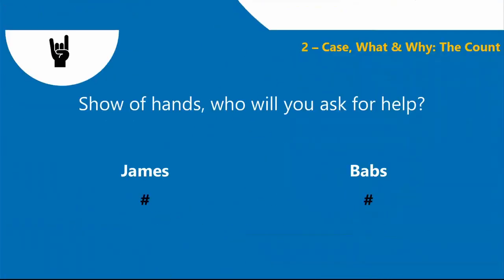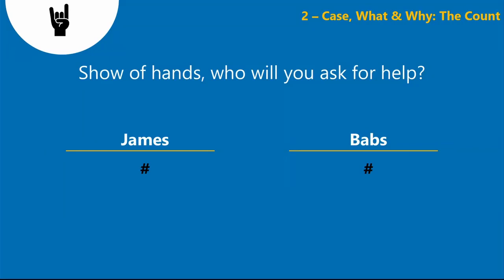So what I would like to do is have a little show of hands, and I've actually thought up a different way to do this. I'm going to type James 1 now and Babs 1, and what I would like you all to do is send a like or a heart to either James 1 or Babs 1, whoever you would ask for help at this point in getting started. So let the liking and loving commence, I'd say.